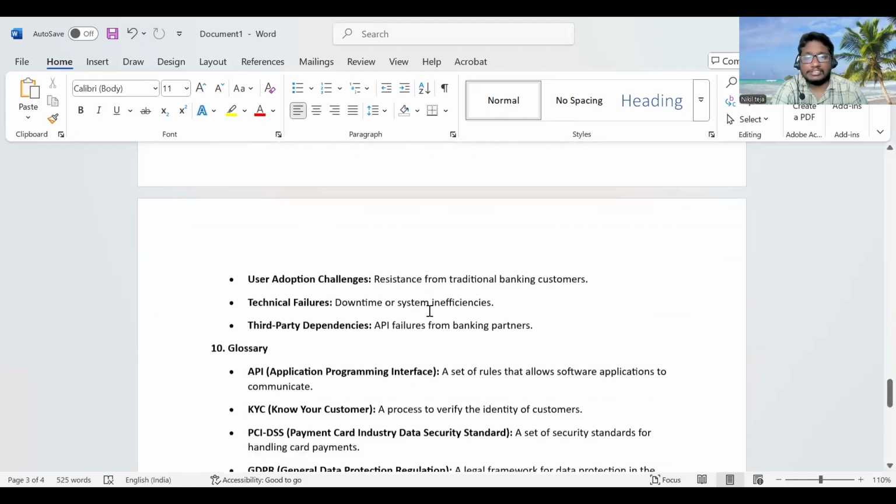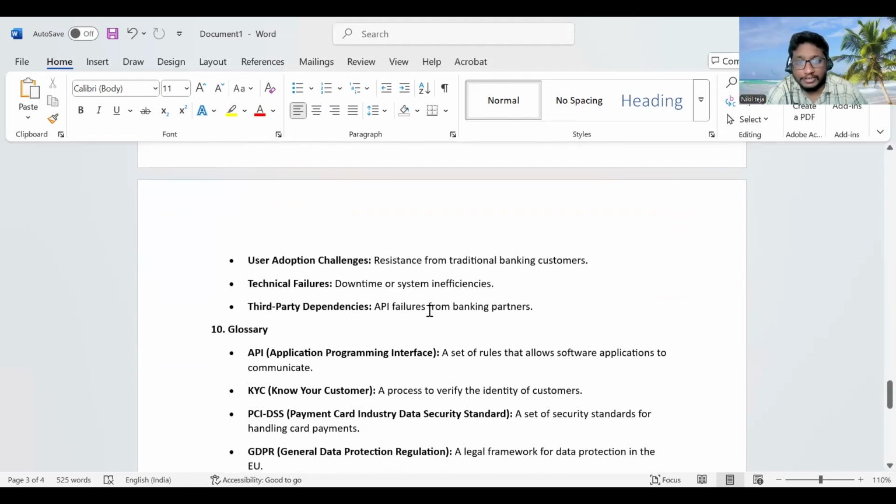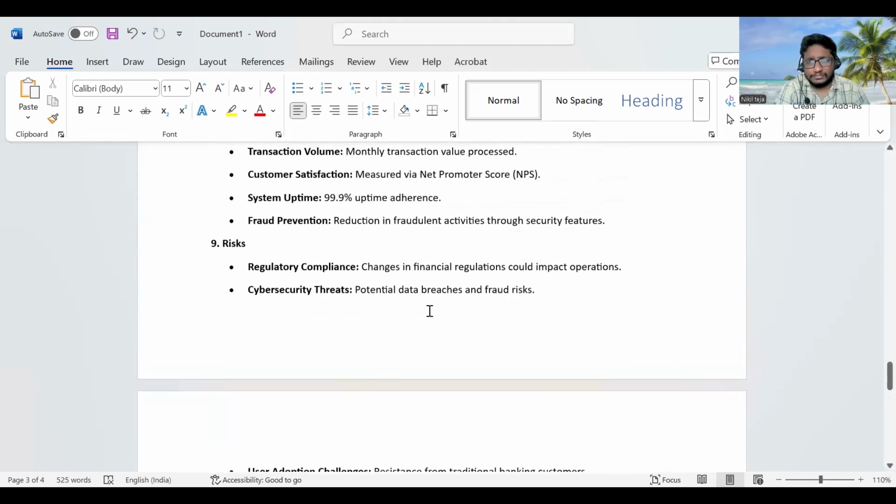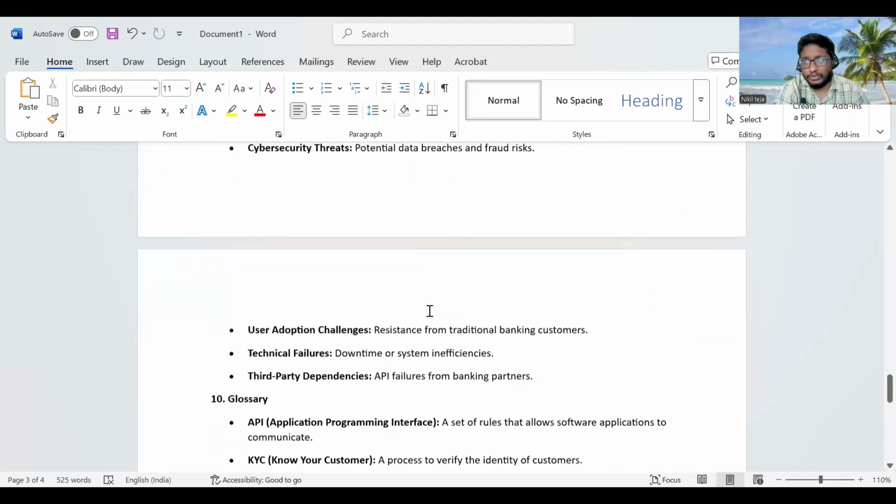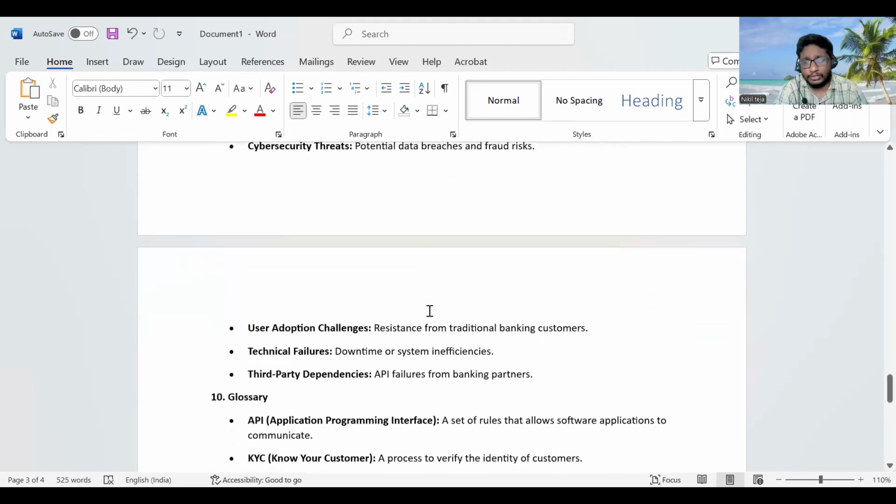User adoption challenges. Users may adopt or not; there may be resistance from traditional banking customers, okay? Technical failures and third party dependencies. We will be depending on third parties like APIs. They have to provide the APIs, right? Otherwise our app will crash, or it will not be successful. So we have to take more care on the risks part, and include the risks part in our BRD.